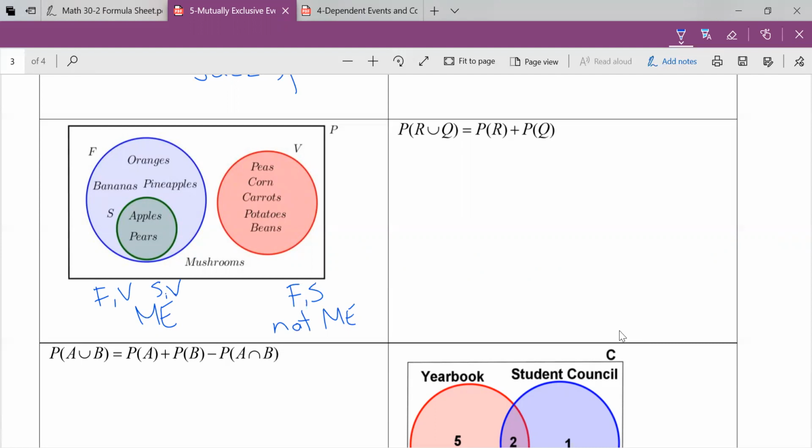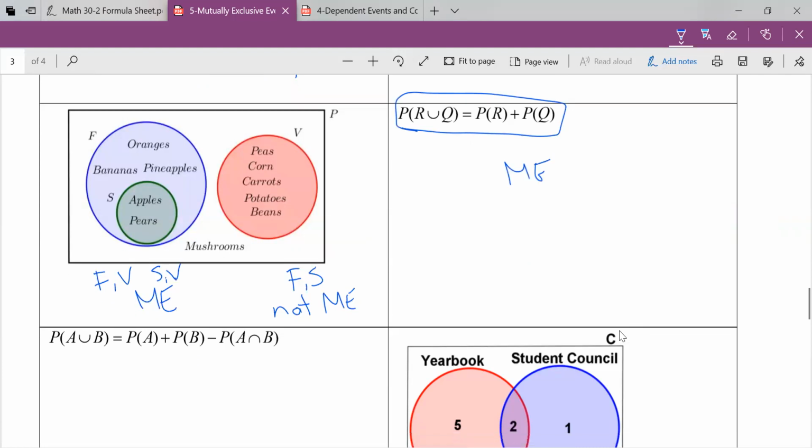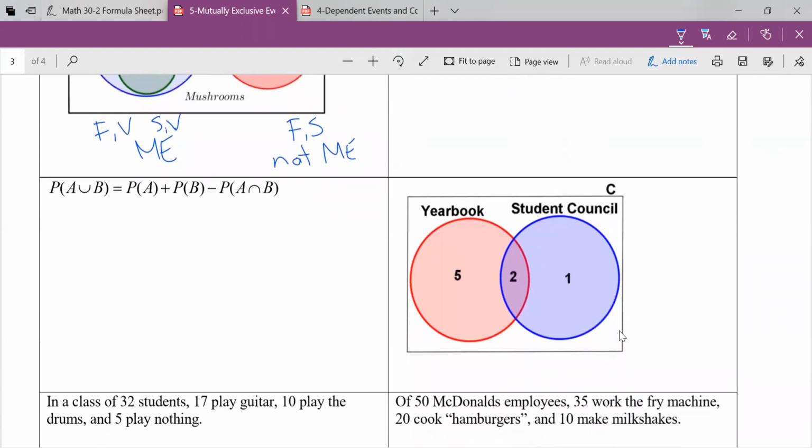Okay, the next one here, well, what the heck is this? That's literally the definition of mutually exclusive. I'm just adding them together, right? Doesn't get any easier than that. Sure it does. Look at this one. I'm subtracting the intersection. That's the definition of not mutually exclusive. All right, here's another Venn diagram. As soon as I see that overlap there, not mutually exclusive.